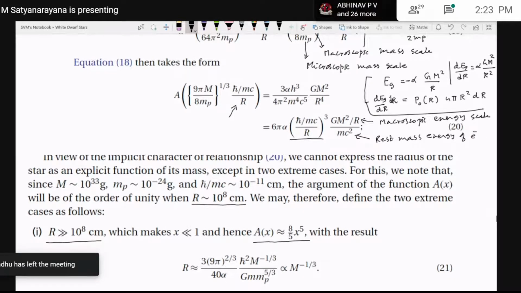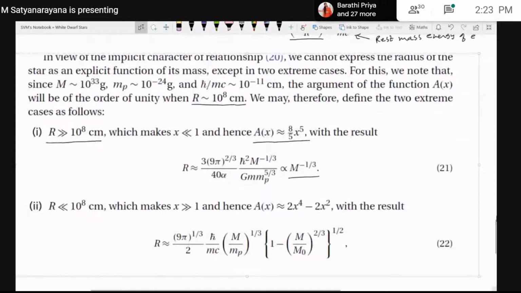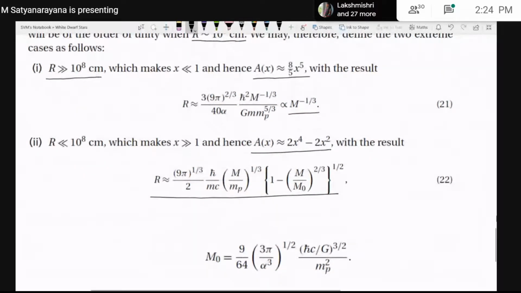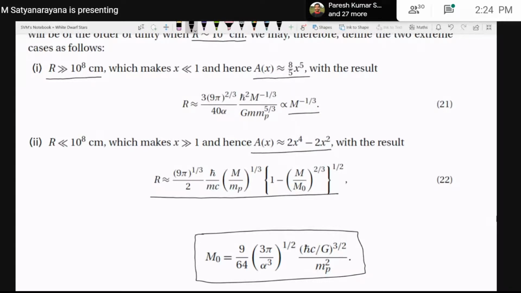And if you substitute that here and then do some calculation, just algebra, then you will get this r to be this order. Essentially, it is m to the power minus 1 by 3. Okay, r is m to the power minus 1 by 3. On the other hand, if r is much, much smaller than 10 power 8, which makes the case for x much, much greater than 1, and hence your a of x should be taken as the other asymptotic behavior of the function, that results in the relation between r and m to be this quantity. Okay, so this is the relation. So one has to do a little bit of algebra, substitute in that, and then you will see that this kind of a relation occurs, where this m naught is a kind of a limiting mass, which is given by this.